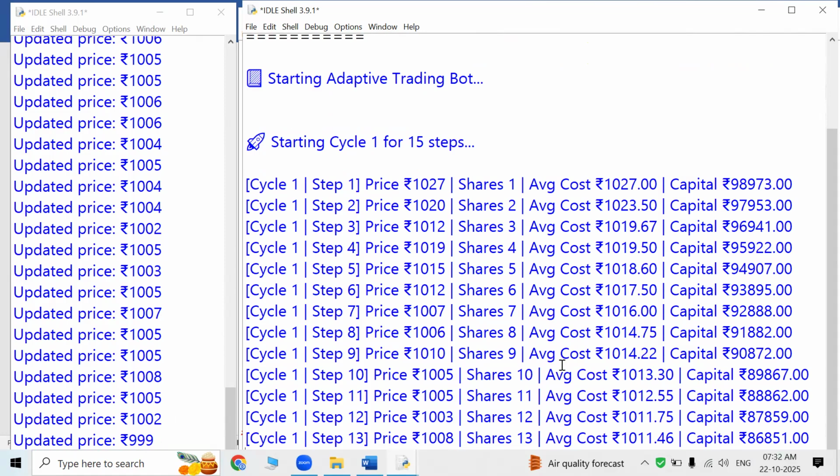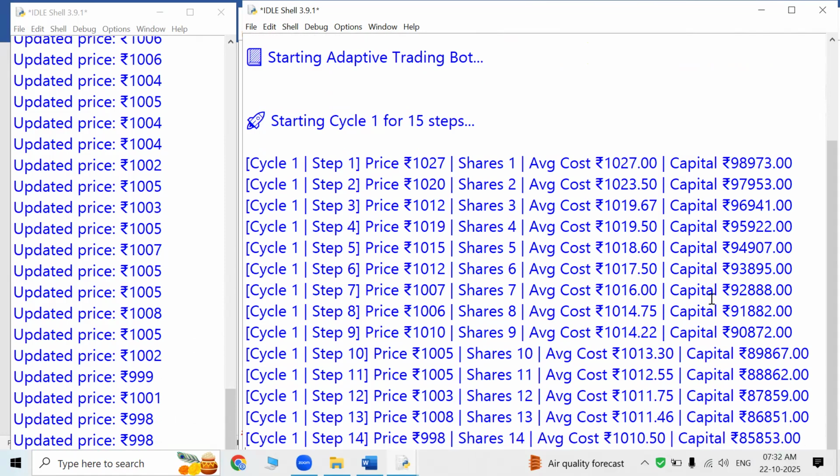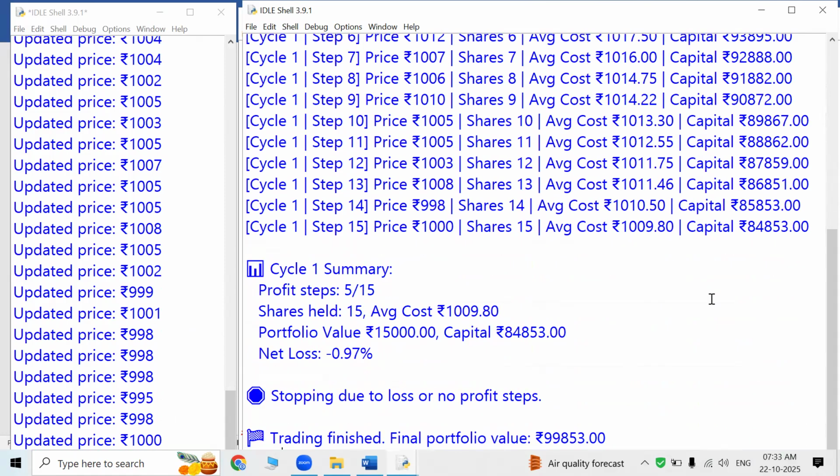Okay, so we keep on averaging. It's falling. After 15 steps we have to take action. We are in loss currently, so this is going to stop for sure. We are in a loss of 1% of the capital.